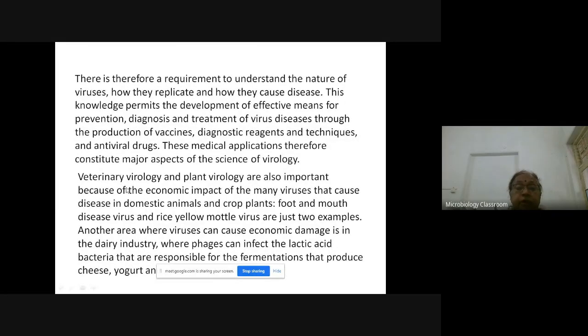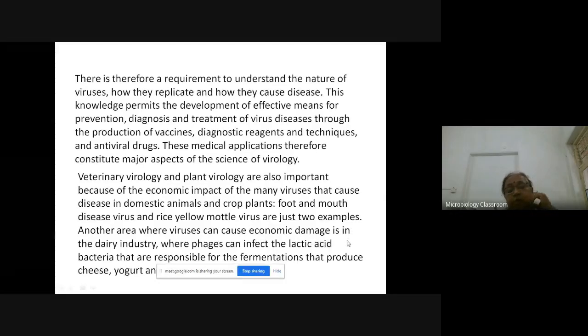In veterinary virology and plant virology, these are also important branches which have an economic impact on animals as well as plants. Many viruses cause diseases in domestic animals, and there are also viruses responsible for diseases in crop plants. We have seen foot and mouth disease and the rice yellow mottle virus. These are two examples which represent the seriousness of viral diseases in plants as well as animals.